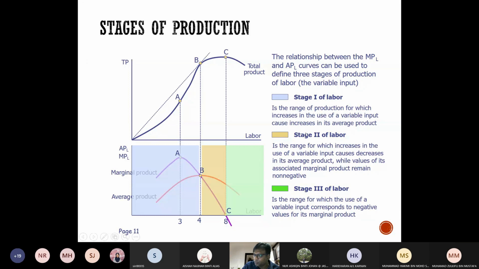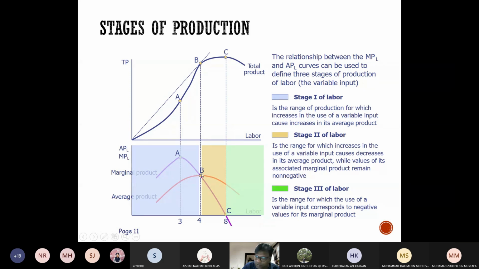Stage 2, the one in yellow, is the range in which increases in the use of the variable input cause a decrease in the average product. The variable input here we call labor. Always remember, when they indicate labor, that means it's a variable factor. So even though the labor is increasing, the average production will decrease. The trend is decreasing here, from B going to here.